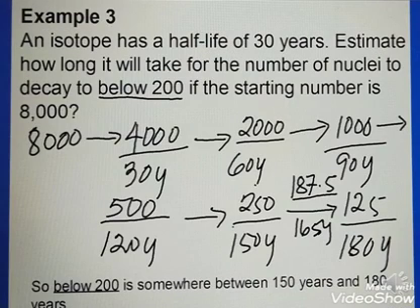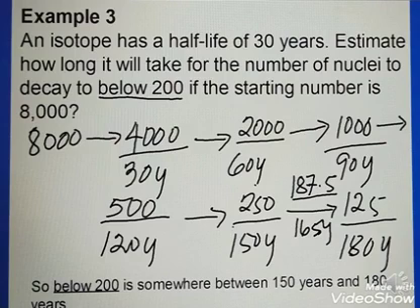Third example. An isotope has a half-life of 30 years. Estimate how long it will take for the number of nuclei to decay to 200 if the starting number is 8,000. Take note that the starting number is 8,000. If the half-life is 30 years, 8,000 will fall to 4,000 after 30 years.